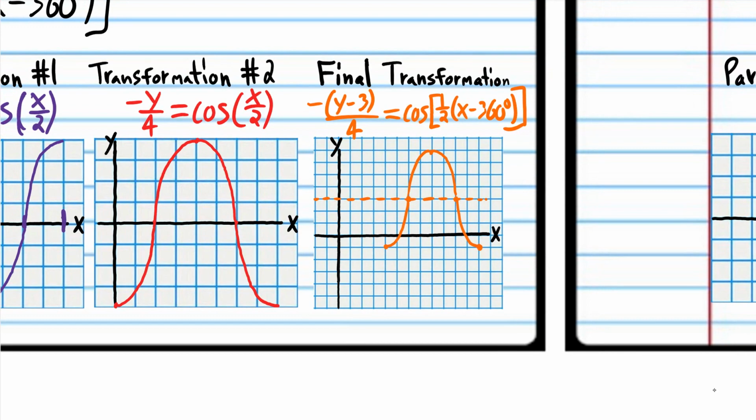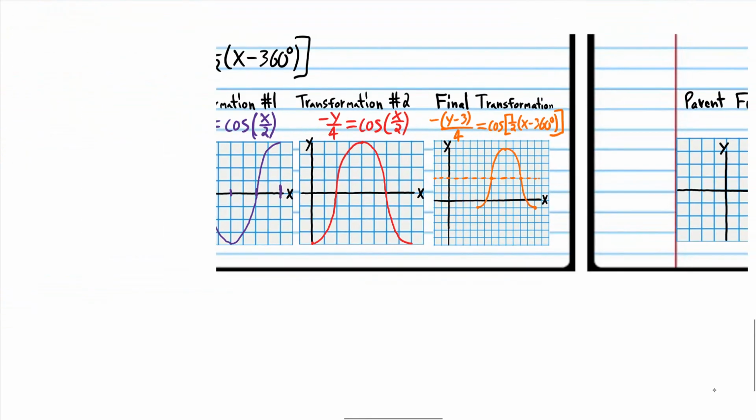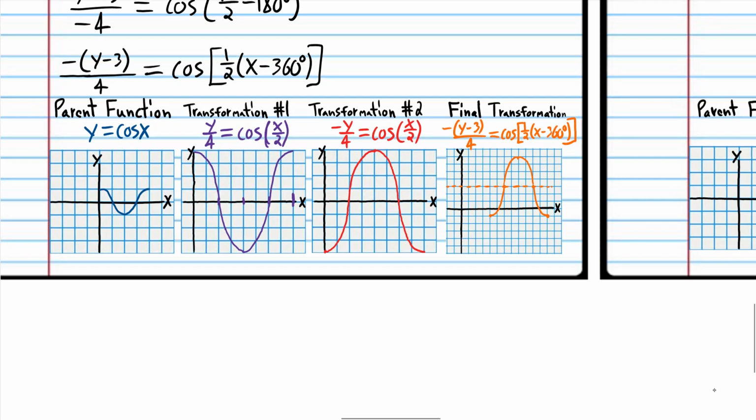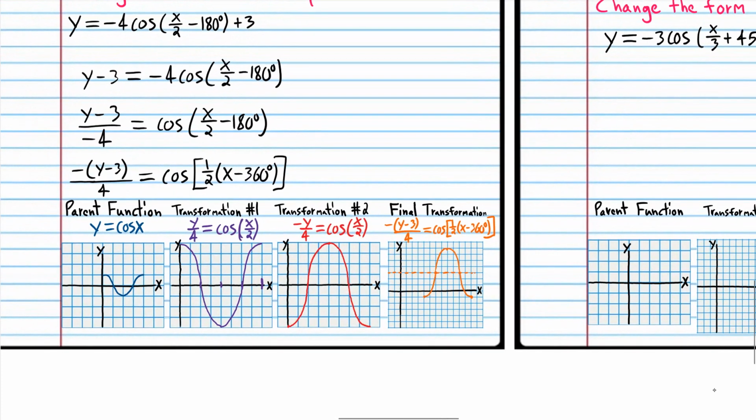Now again, the graph continues forever in both directions. We're just drawing one cycle of the graph so you can get an idea of where the graph is going. If you draw all the cycles in the window, then it makes it difficult to see what happened to the graph. So there you go.